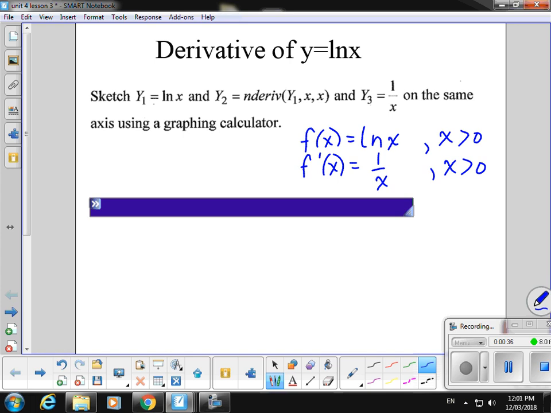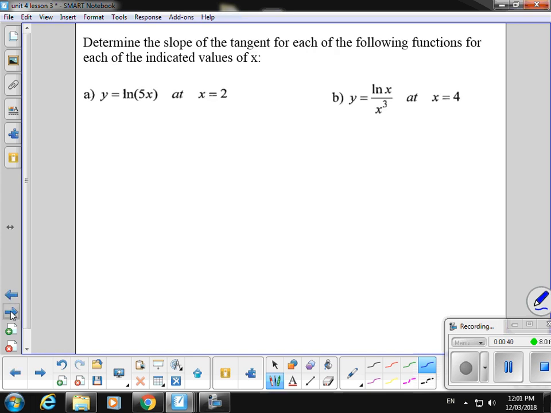So we're going to continue today. I'm going to do some easy ones and make you do some hard ones, but we're going to try some interesting ln functions.